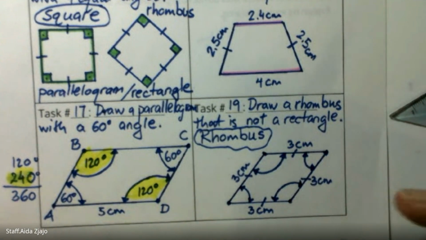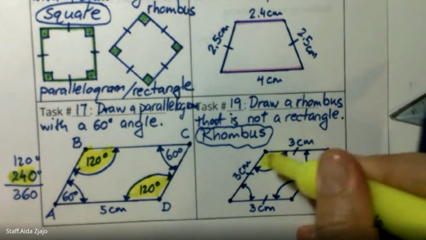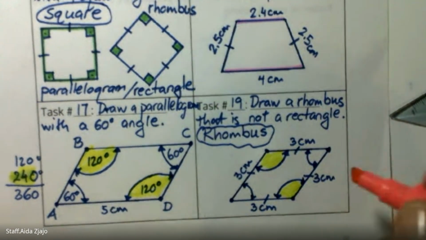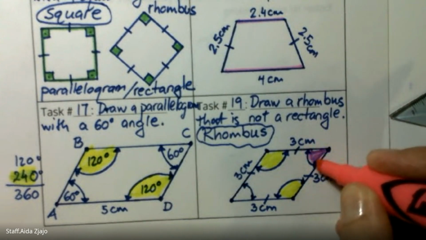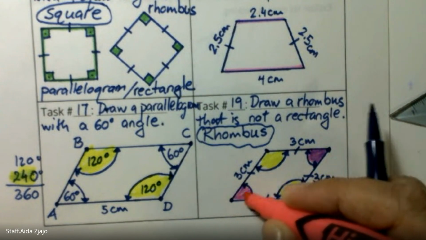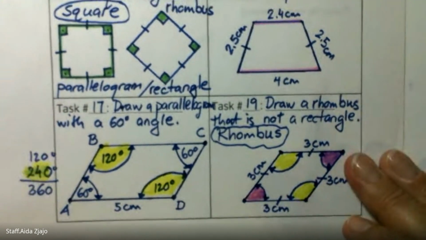So these will be the same as this, and this is going to be the same as that. All right, and this is a rhombus.